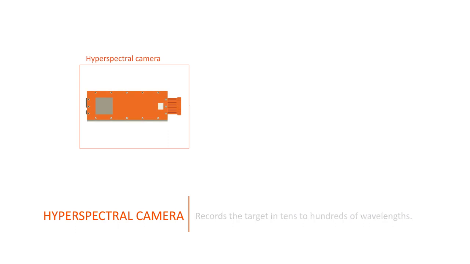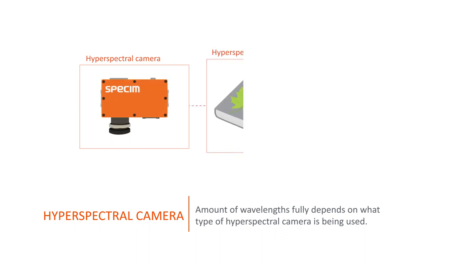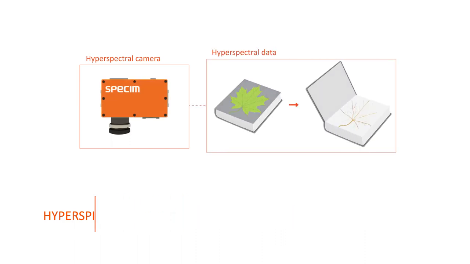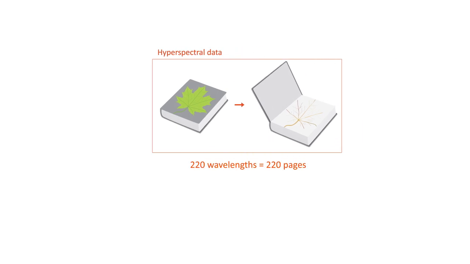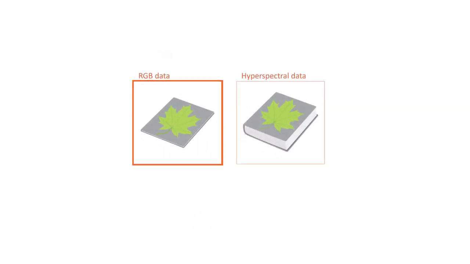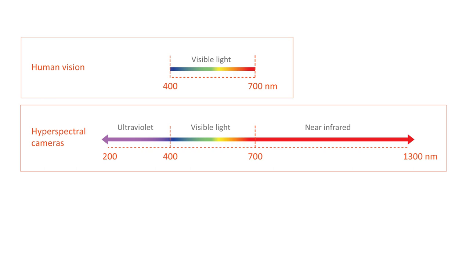The amount of wavelengths fully depends on what type of hyperspectral camera is being used. In this example, the target is recorded in 220 wavelengths throughout the target area. Again, this is the amount of information that our book will have. Every wavelength is presented as a page of the book. As you compare to the previous, this book is much bigger and contains much more detailed information about our target. In most cases, a hyperspectral camera also collects information from wavelengths invisible to human vision.